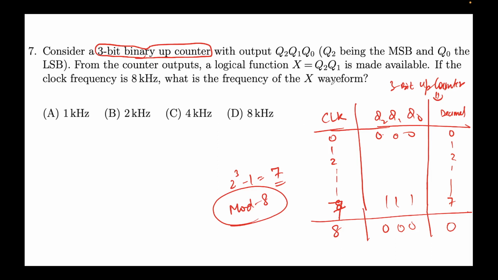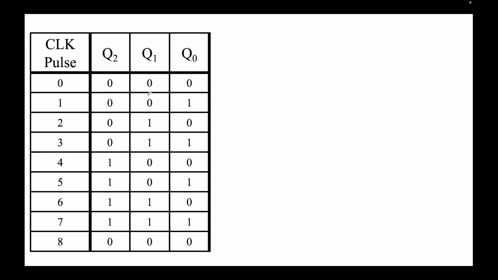So we are required to find the value of x. How does the x waveform look like? So let's do that. Again, as I told you, this is the truth table for a 3-bit binary up counter. You see it's counting from 0, 0, 0 to 1, 1, 1, and it stops here, right? And then it starts repeating, so I'm drawing this red line. You see that the value is again 0, 0, 0 at the 8th clock pulse, right.